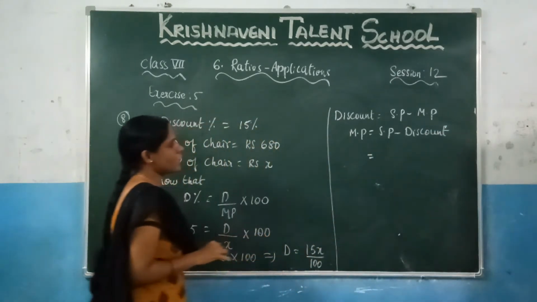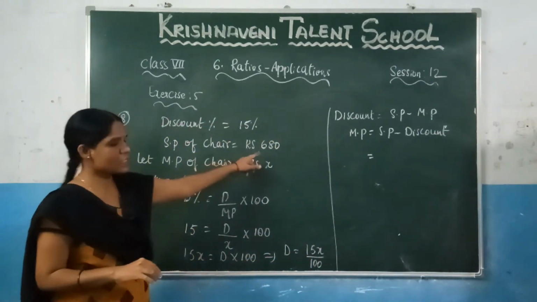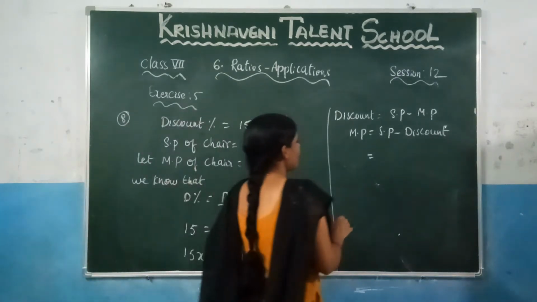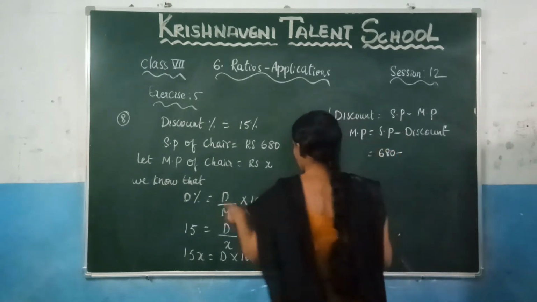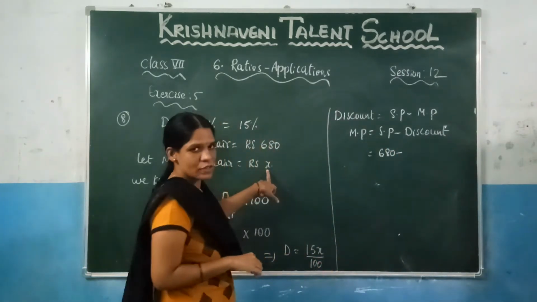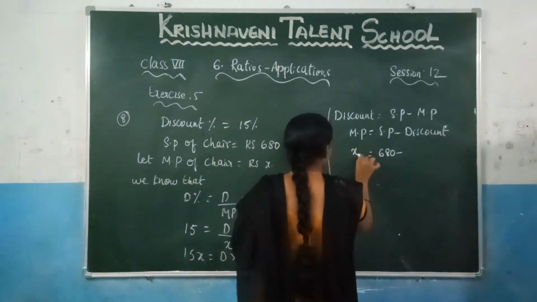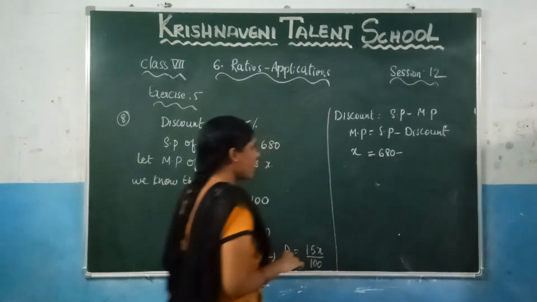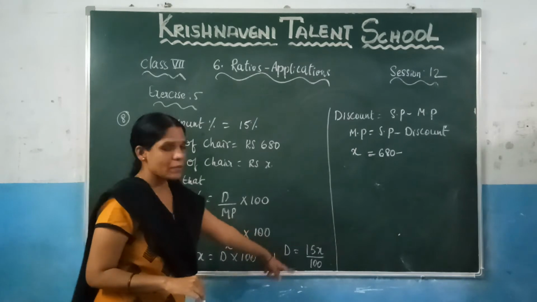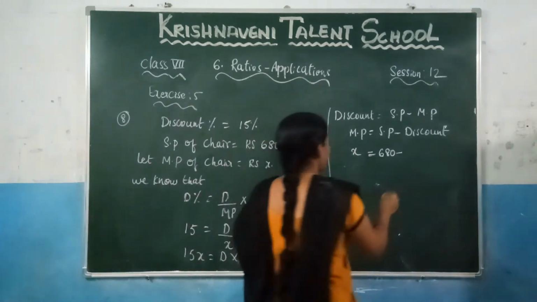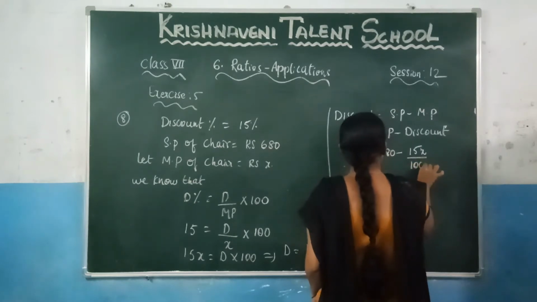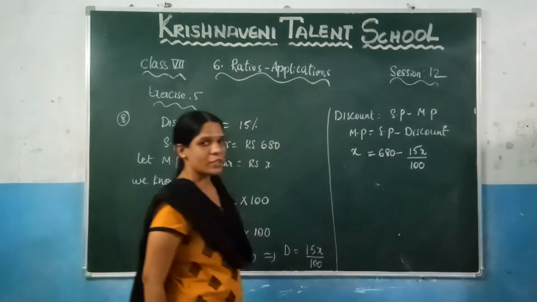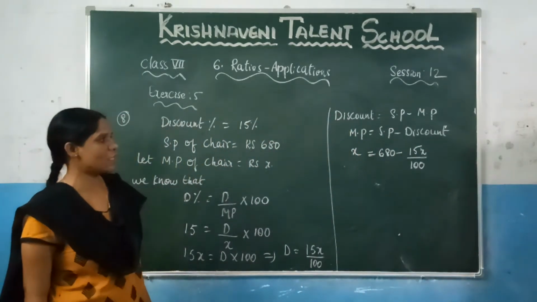Right? So what is the selling price they have given? Which is 680. So you can write it here 680 minus what is the market price we have to put here, which is nothing but x. Right? And what is the discount, which is nothing but 15x by 100. I have substituted all the values in this equation.